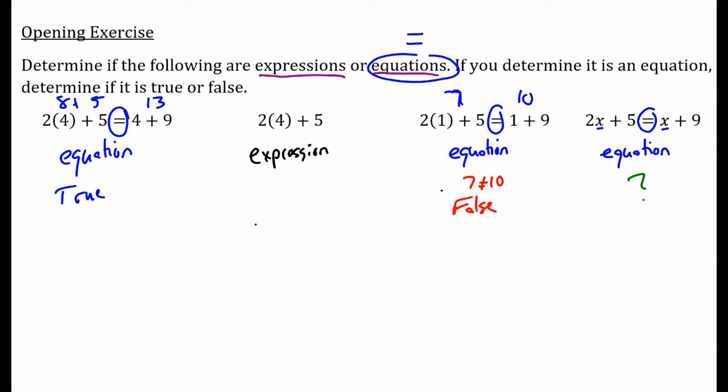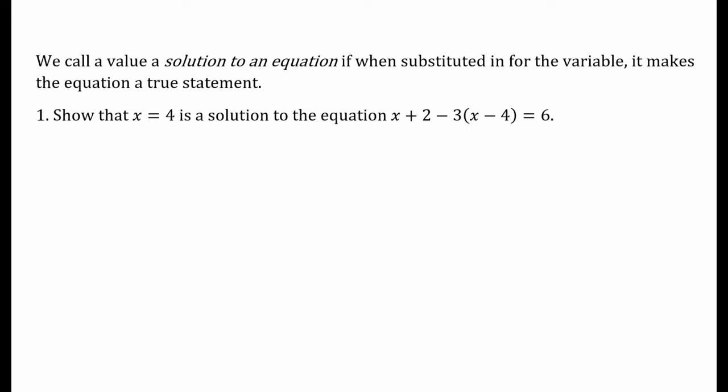When we solve an equation, we're figuring out what value makes it true, but right now I have no idea what it is. It is just a statement, 2x plus 5 equals x plus 9. It's not necessarily a true or false statement because we don't know what x is representing. So we call a value a solution to an equation, and this is basically what we do when we solve equations: we find the solutions to equations. If when I plug it in for the variable, it makes the statement true.